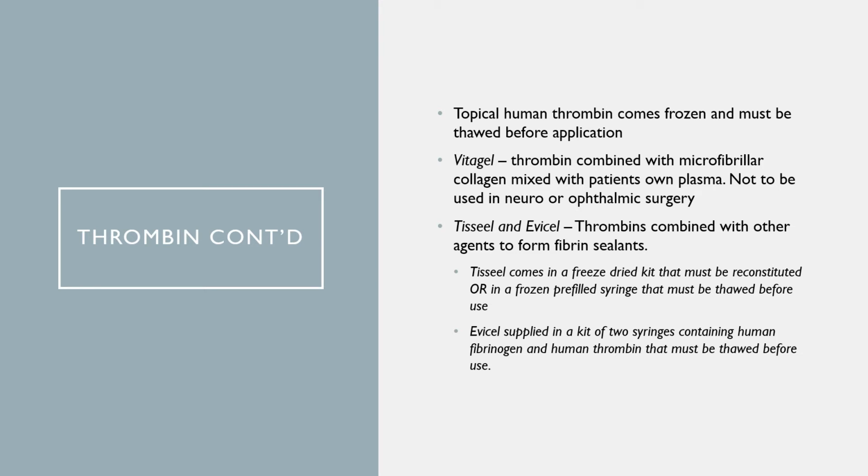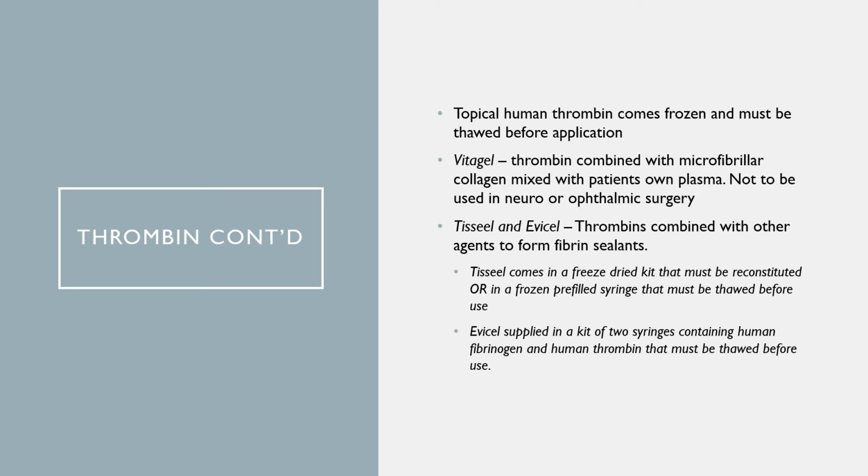A topical human thrombin comes frozen. It needs to be thawed before application. Vitagel is one form of this. It's thrombin combined with microfibrillar collagen, mixed with the patient's own plasma that is drawn at the beginning of the procedure and spun out. It is not to be used in neuro or ophthalmic surgery.